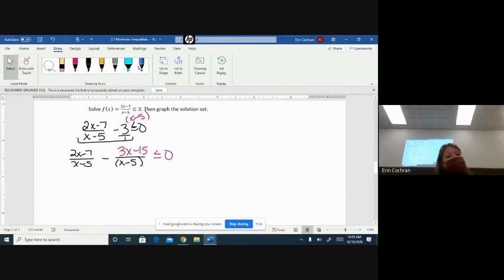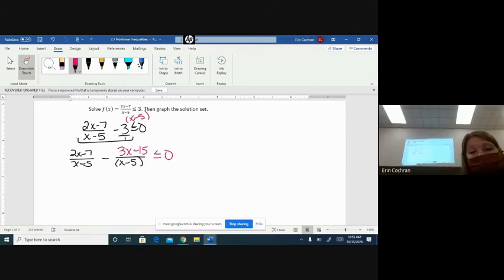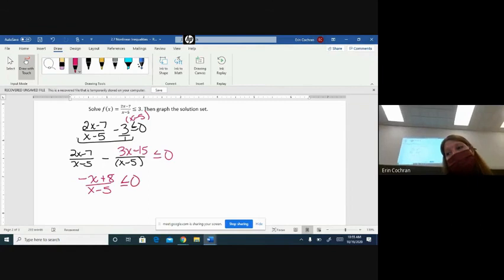So let's go ahead and combine like terms now since we have the same denominator. What's 2x minus 3x? Negative x. And what's -7 minus a -15? It'd be a positive 8 over x minus 5, less than or equal to 0. All right, you guys okay with this now?